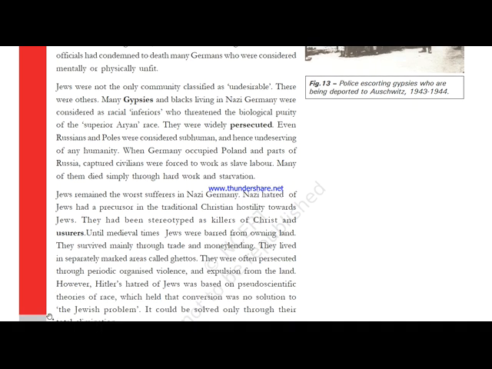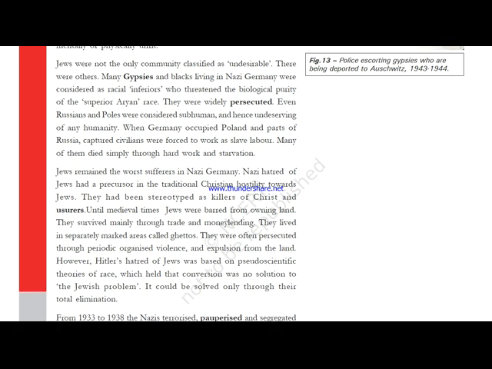Now, why was Hitler so against the Jews and the Gypsies? Only he knew that. Of course, there were reasons given, but they are just, you can say, excuses. He may have had other reasons too. They were widely persecuted, and so were the Russians and the Poles. The civilians from Poland are called Poles. So when Germany occupied Poland and parts of Russia, the captured civilians were made to work as slaves and died simply through hard work and starvation.